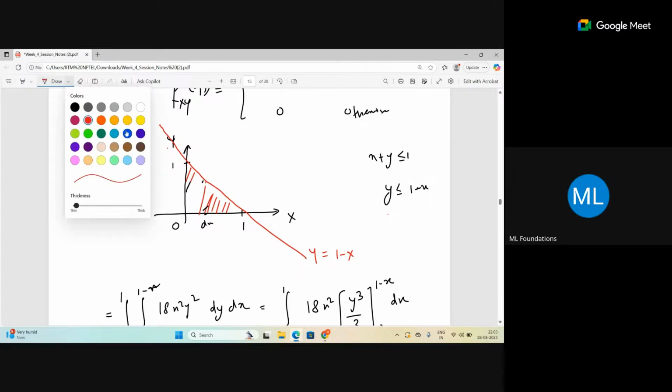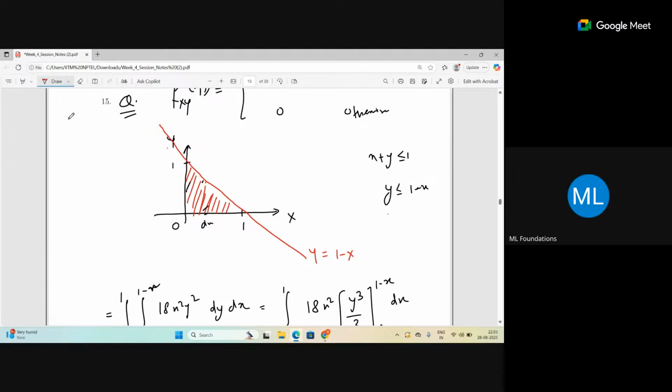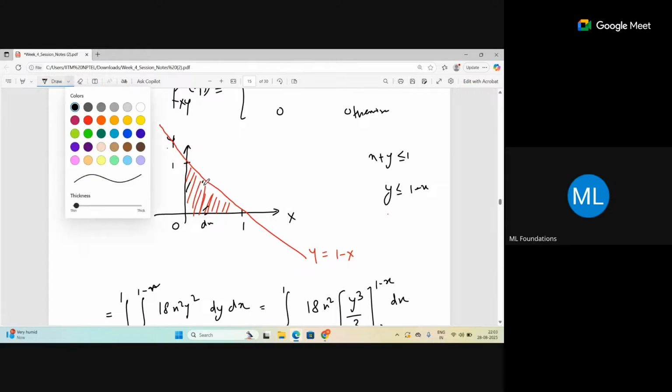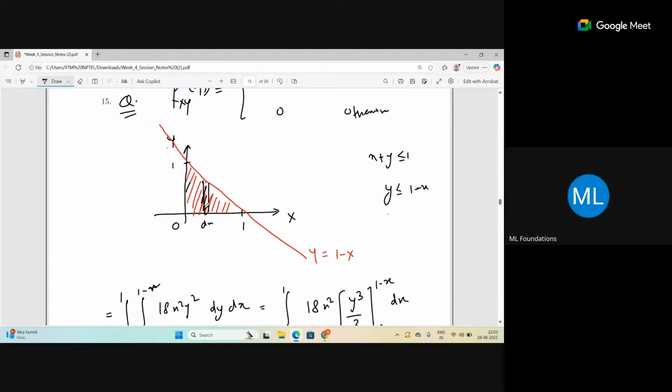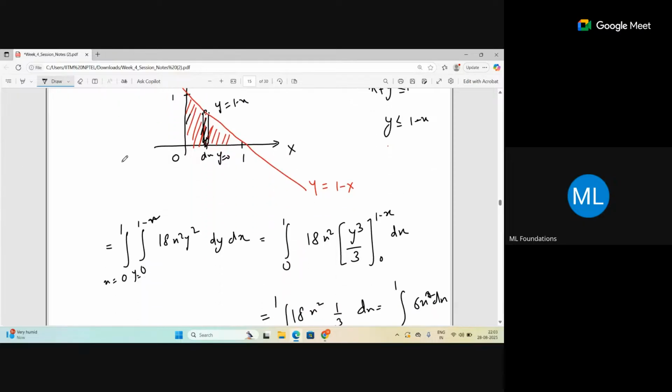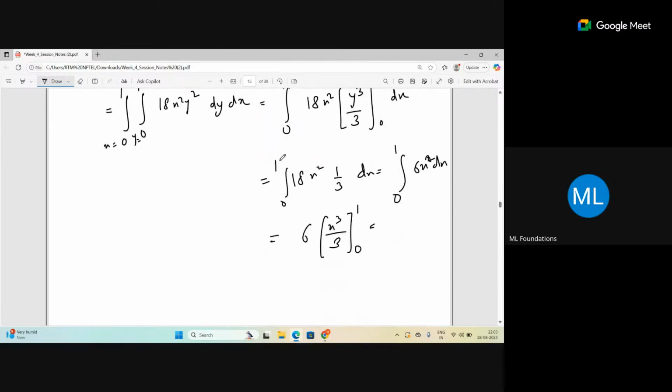So this was my support, and if I take a vertical strip, you can take both. Either you can take a vertical strip, so here you see that y equal to 0, and at this point it is y equal to 1 minus x, and x will go from 0 to 1. So all the strips I will take from 0 to x. Now accordingly we'll have to do it. Sorry, I made a mistake here.